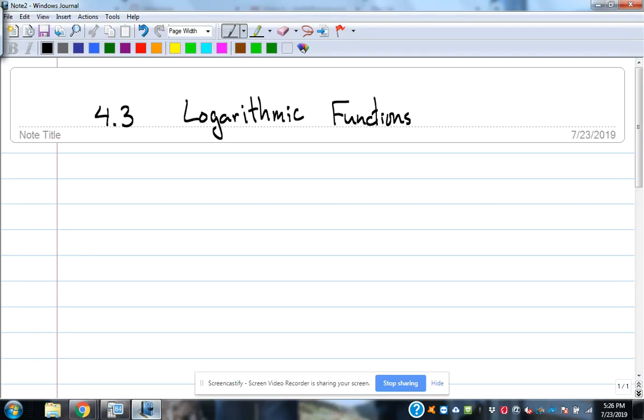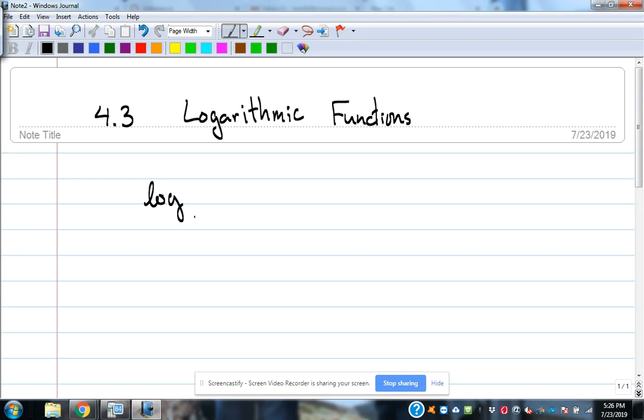All right, so logarithmic functions are what we're going to talk about next. And what I want you to understand about logarithmic functions is that they are the inverses of exponential functions. So it's the inverse of an exponential. There's a relationship between how you write a logarithmic statement and an exponential statement. They are tied together. So let's start with a log statement.